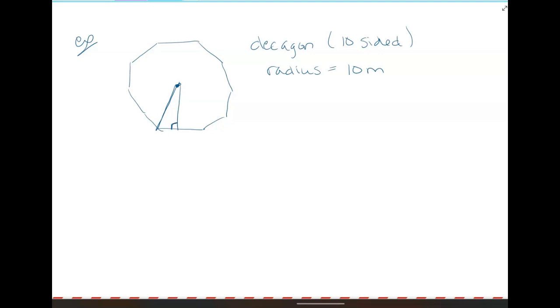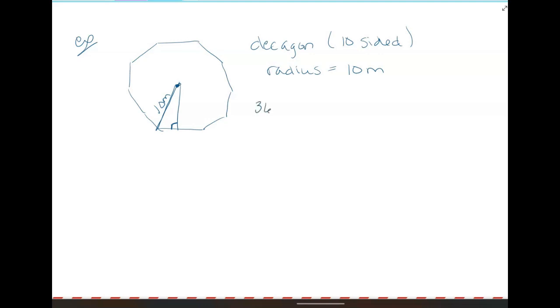They give us a decagon, and they give us a radius. So for my example, I'm going to make the radius 10 meters. And this is just a little bit more challenging because, again, we're not going to end up with a 45 right triangle or a 30, 60, 90. So that angle measure is going to be really small, and I just wanted to walk through it with you. All right, and we're going to have to use our trig functions.